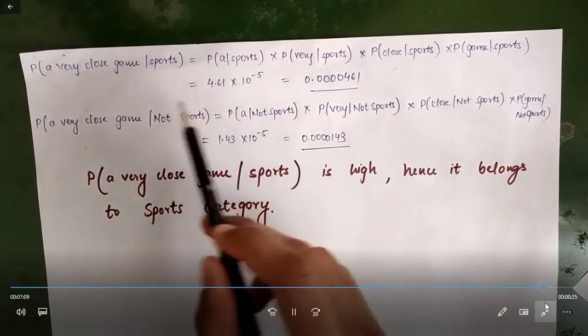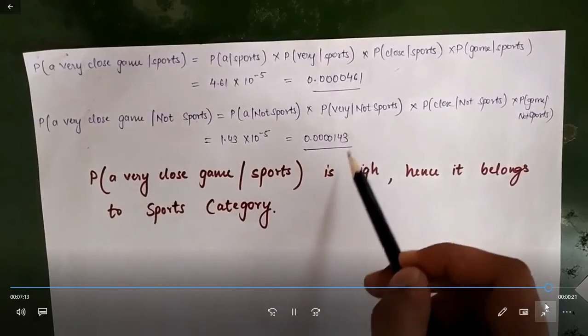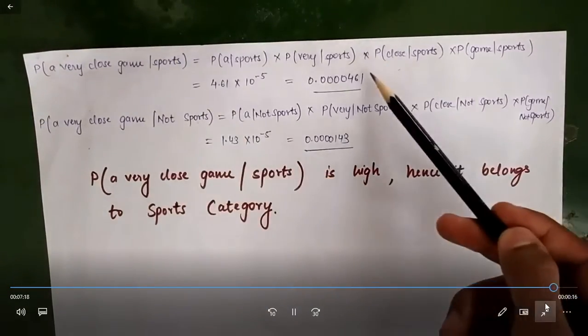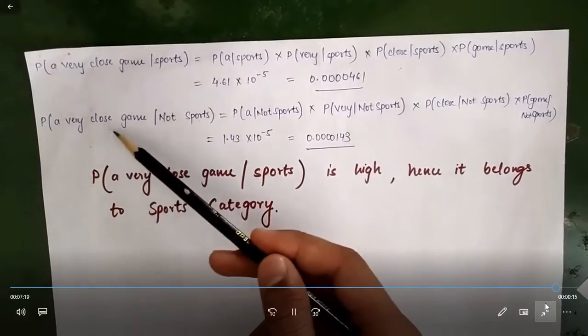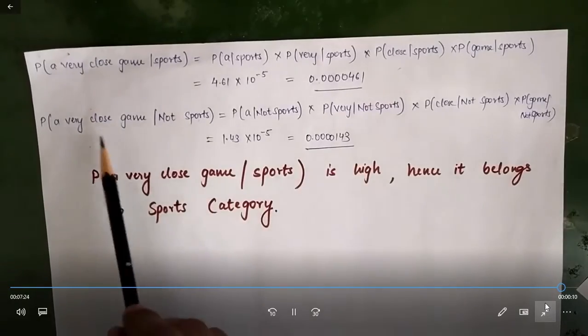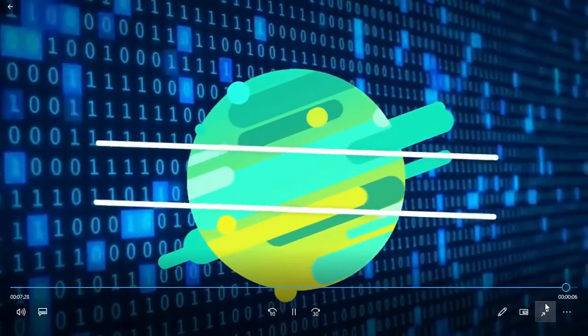Similarly, we will find it for the not sports category. After substituting the values, we get 0.40143. Now you see, the probability of this particular sentence belonging to sports is greater than the probability of this sentence not belonging to sports, and thus we come to the conclusion that this particular sentence will belong to the sports category. Next, we will implement the same in Python.